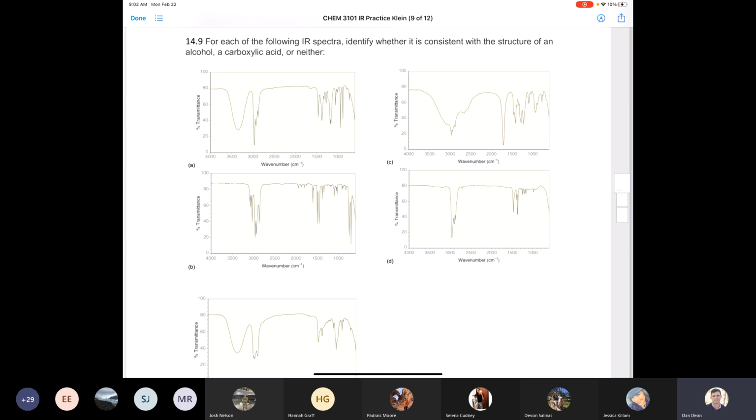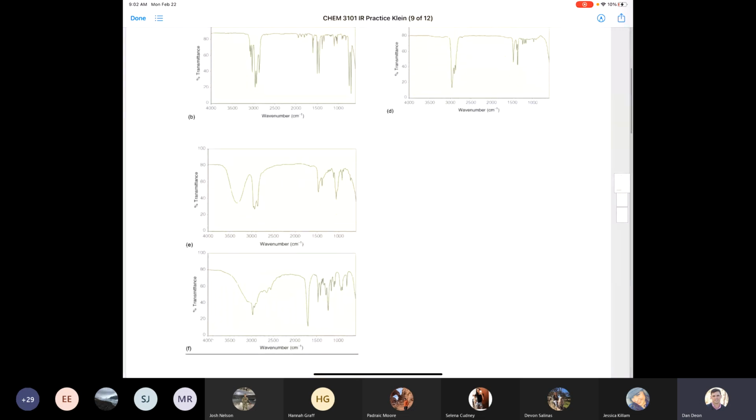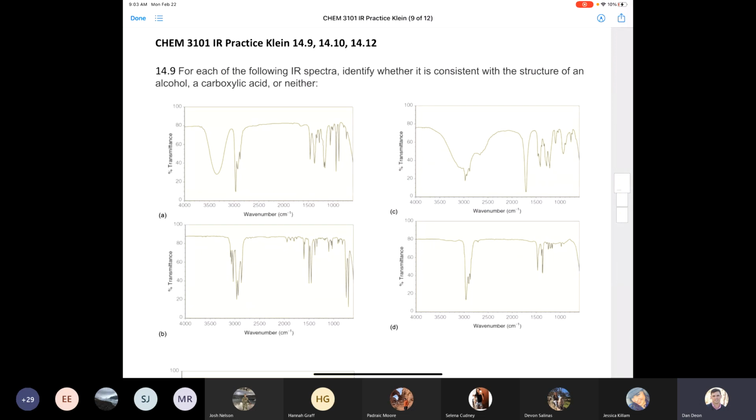And I'd like you to look at these six spectra. I can only put four on here at a time. All you have to do is answer, is each of these spectra an alcohol, a carboxylic acid, or neither? I'm going to give you a second to look at them, and I'm just going to grab a drink of water, and then I'm going to tackle these with you.